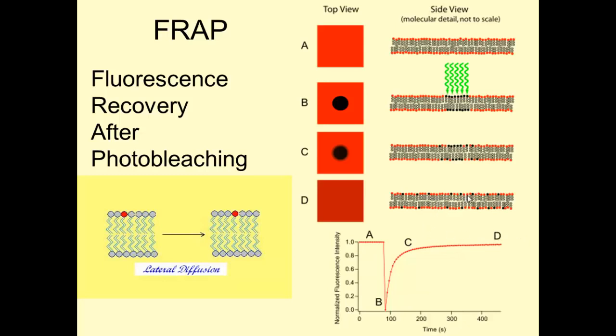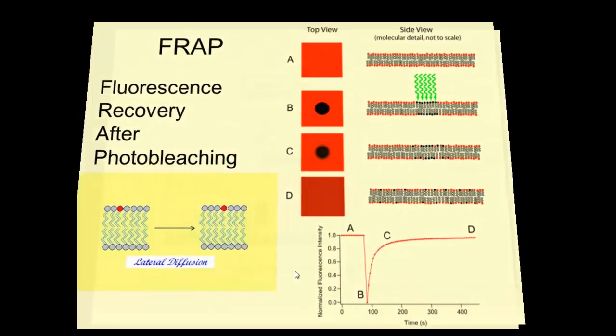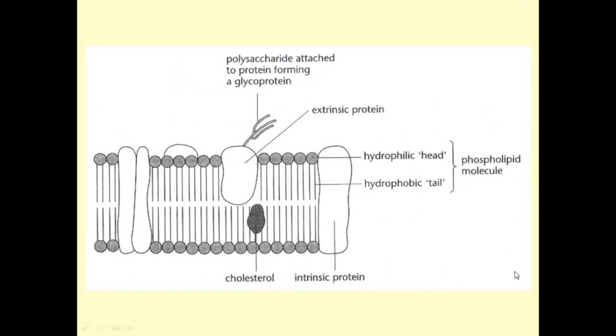Why just below? Well, because we've still got these non-fluorescing phospholipid molecules around the place here. So again, this is evidence for lateral diffusion, and this is this little diagram here. So lateral diffusion, this one diffusing that way. That leads us to the fluid mosaic model.